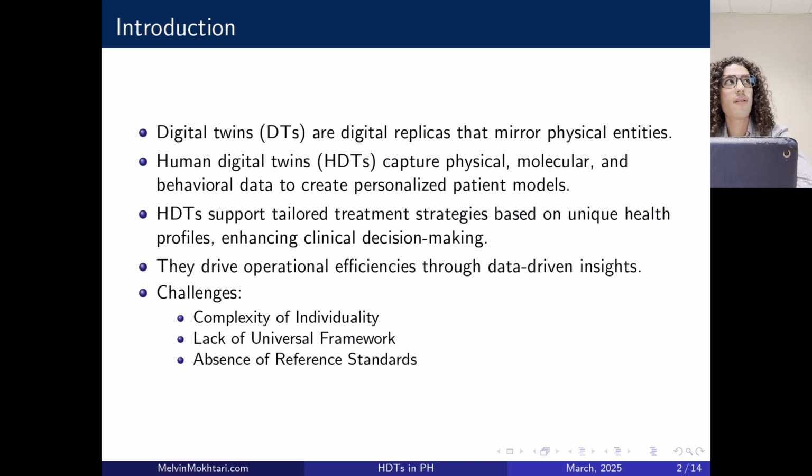In healthcare, we call them human digital twins, abbreviated as HDTs. HDTs are designed to continuously reflect changes at the molecular, psychological, physical, and even behavioral levels. These HDTs help create personalized treatment plans based on individual health profiles, and that can improve both prevention and treatment of patients. Even though this technology is really promising, it's still in early stages in life sciences. That's basically because creating personalized digital models for every single human is a really tough and challenging job.